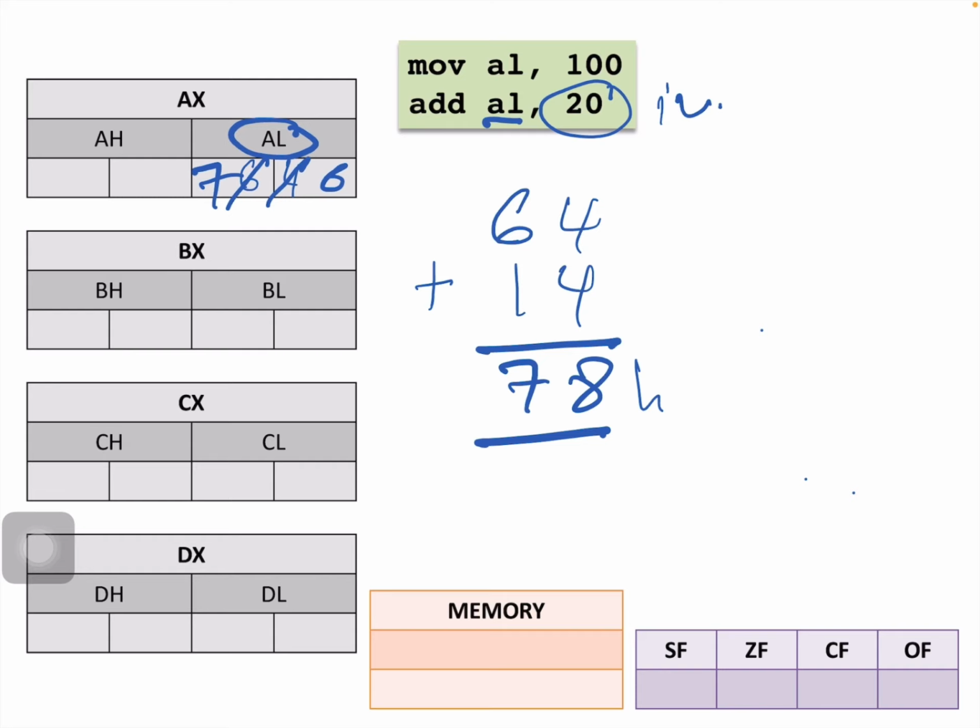In the addition operation, the flags will also be affected. But in this result, none of the flags is affected. The sign flag will be 0, zero flag will be 0, carry flag will be 0, and overflow flag will be 0, because none of these flags is affected.